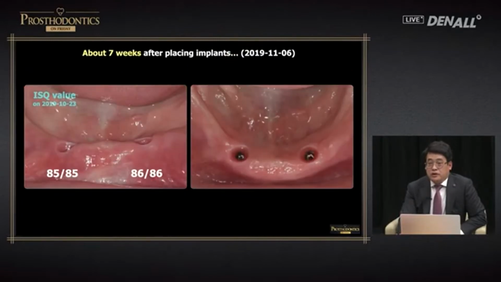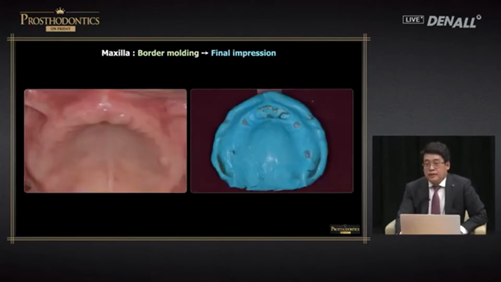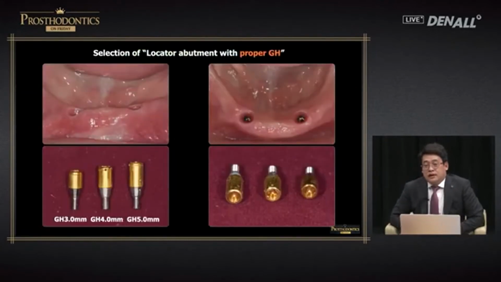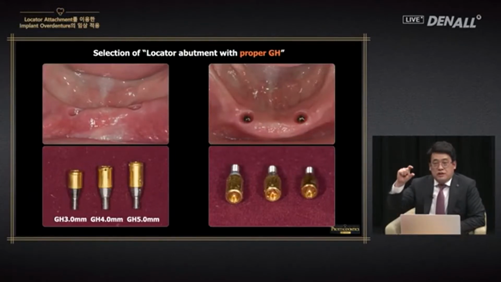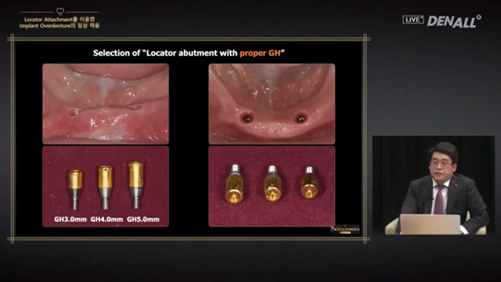This is the X-ray. I'm going to skip the surgical process. The canine area was chosen for implant placement because this is not a tapered arch and it is slightly U-shaped. In the upper, I used a traditional method for taking impression, and when you take an impression in the lower, you need to choose the appropriate locator attachment first. GH, gingival height, needs to be selected appropriately. Following implant placement depth and gingival thickness, you need to choose the correct one.